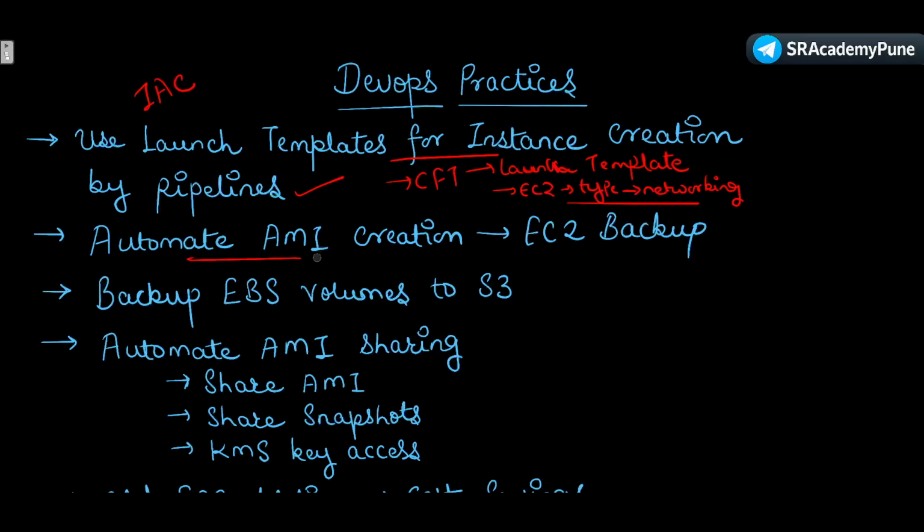Next use case is automate AMI creation. Let's say you have an EC2, you need to modify it, but you don't know whether your changes are going to work or not. So you simply create an AMI from this EC2 and then you do the changes on this EC2 instance. So let's say tomorrow your changes fail and you need to revert back, you use this AMI to create your old state of EC2 instance. This is one use case, or you can simply automate AMI creation so that you can share the AMIs with other accounts or other users who you want to replicate your EC2 instance.